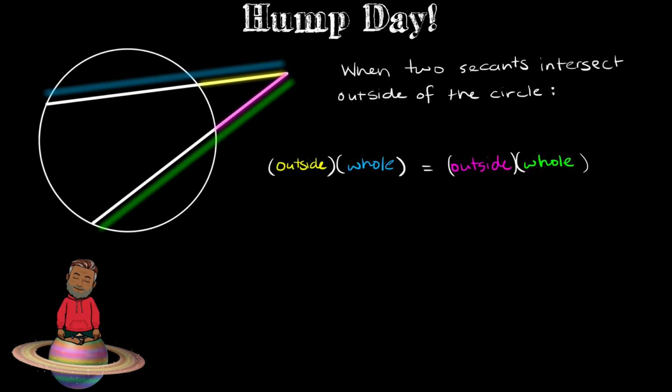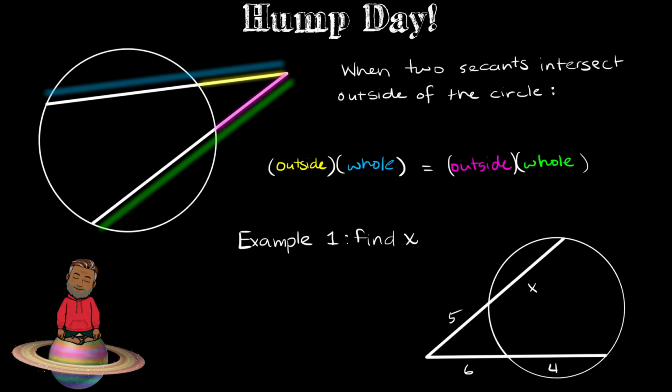Now, anytime you have two secants intersecting each other outside of the circle, the relationship is going to be that the outside portion, the part in yellow, times the whole secant, the entire secant in blue, when you multiply them, is going to equal the other secant's outside times its whole secant. And this is the formula we're going to want to use. All right, so let's take a look at our first example.